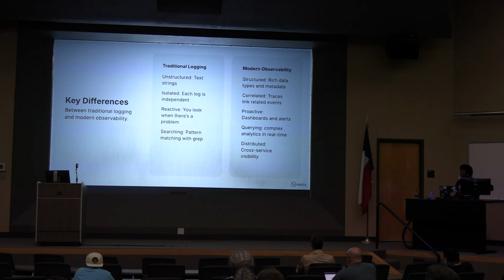But on the right, we have modern observability. There's structured data. Everything is correlated. You're watching dashboards proactively. You can query across dimensions. You see relationships between services. The key words here are structured and correlated. That's what makes modern observability work at scale.